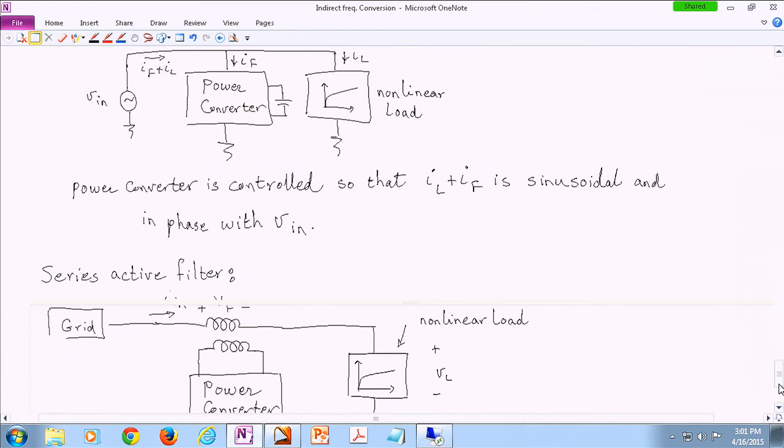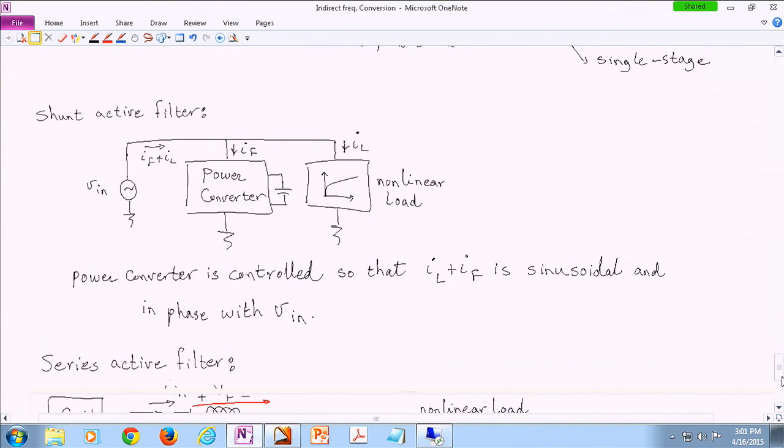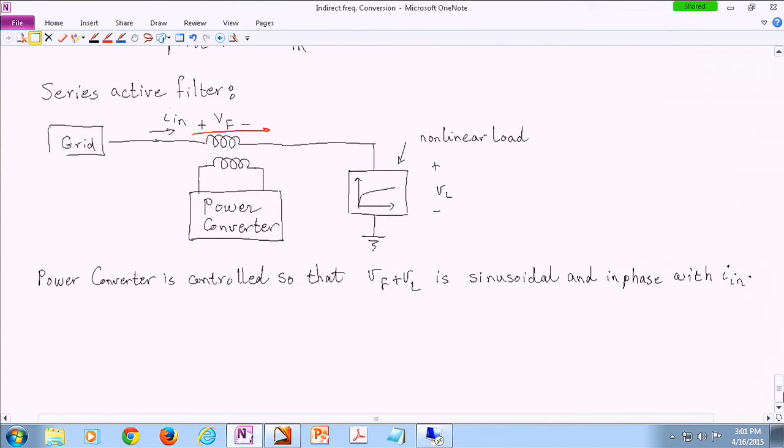If you want to compare a series active filter and a shunt active filter, you can instantly say that maybe the series active filter is not as efficient, and the reason is the entire load current passes through the primary side of this transformer. So on the primary side of this transformer we have extra losses, whereas in the shunt active filter the converter current had nothing to do with the load current. They're in parallel with each other, so there's a little bit of an efficiency gain there. But there are so many dynamic equations, and you can argue one could be better than the other in terms of dynamic performance and things like that.